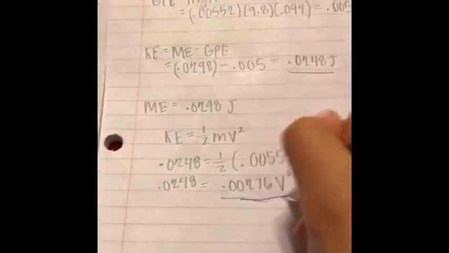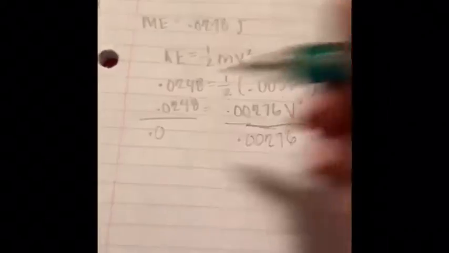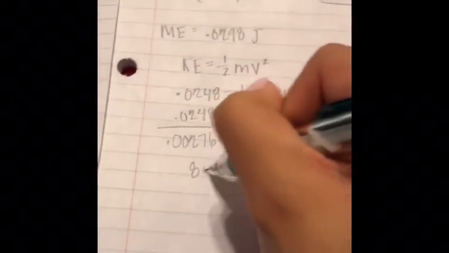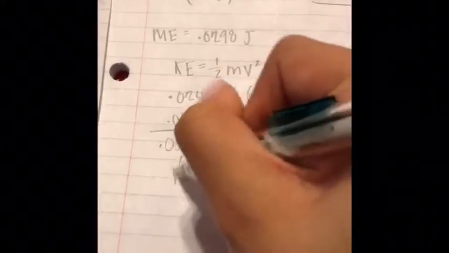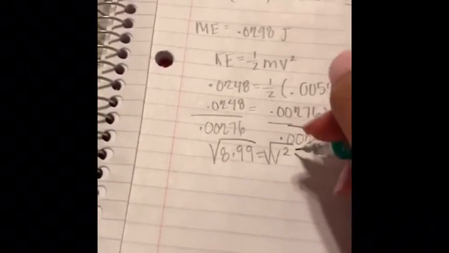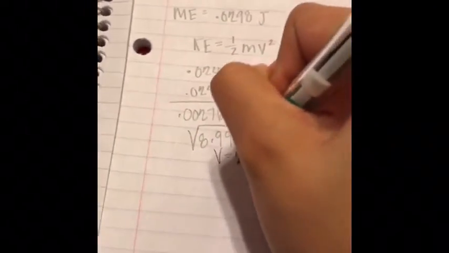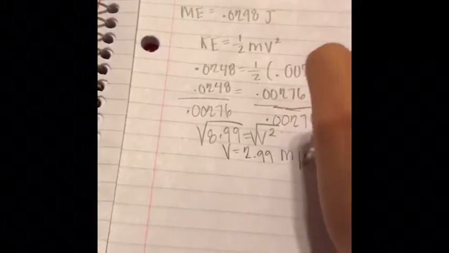You'd bring down this. Then you would divide that. And you would then get 8.99 would equal velocity squared. Then you have to take the square root, to get rid of the squared, and the velocity would equal 2.99 meters per second.